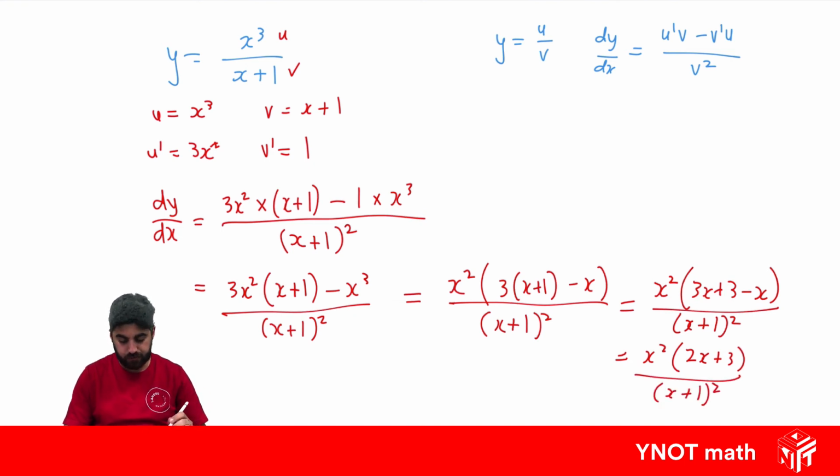answer for the derivative. And you have to use the quotient rule when both your numerator and denominator are in terms of x or some other variable.